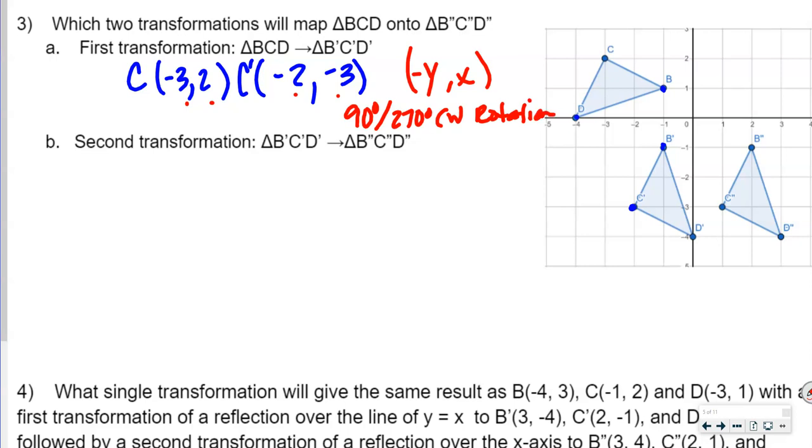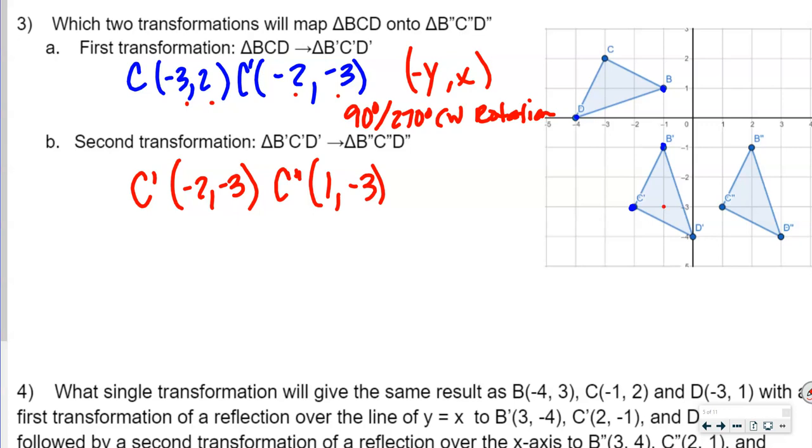And then we want to look at C prime, which is -2, -3, and how it changes when we go to C double prime. When we go to C double prime, that's going to be 1 comma -3. Notice that's a completely different number, and that's a hint to me that that was a translation, because anytime you have rotations or reflections, they're the same numbers. So this is not.